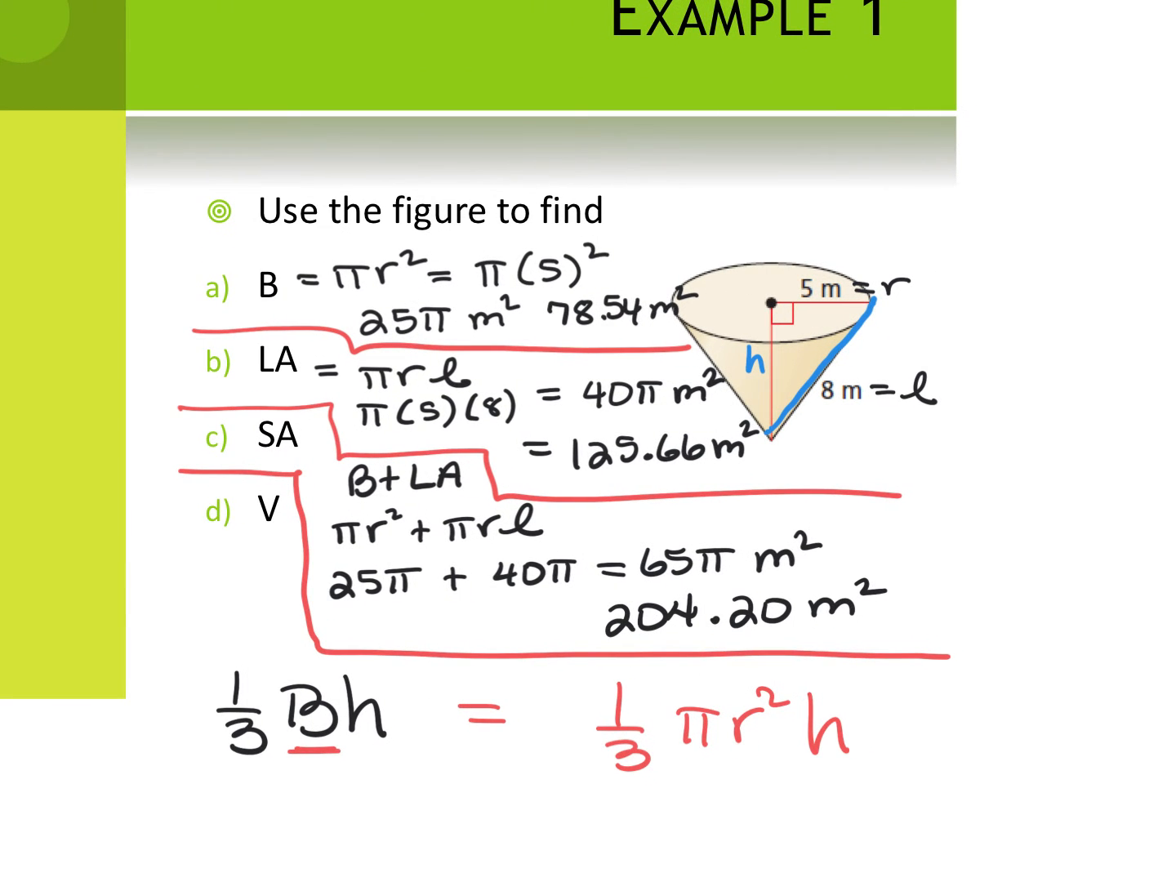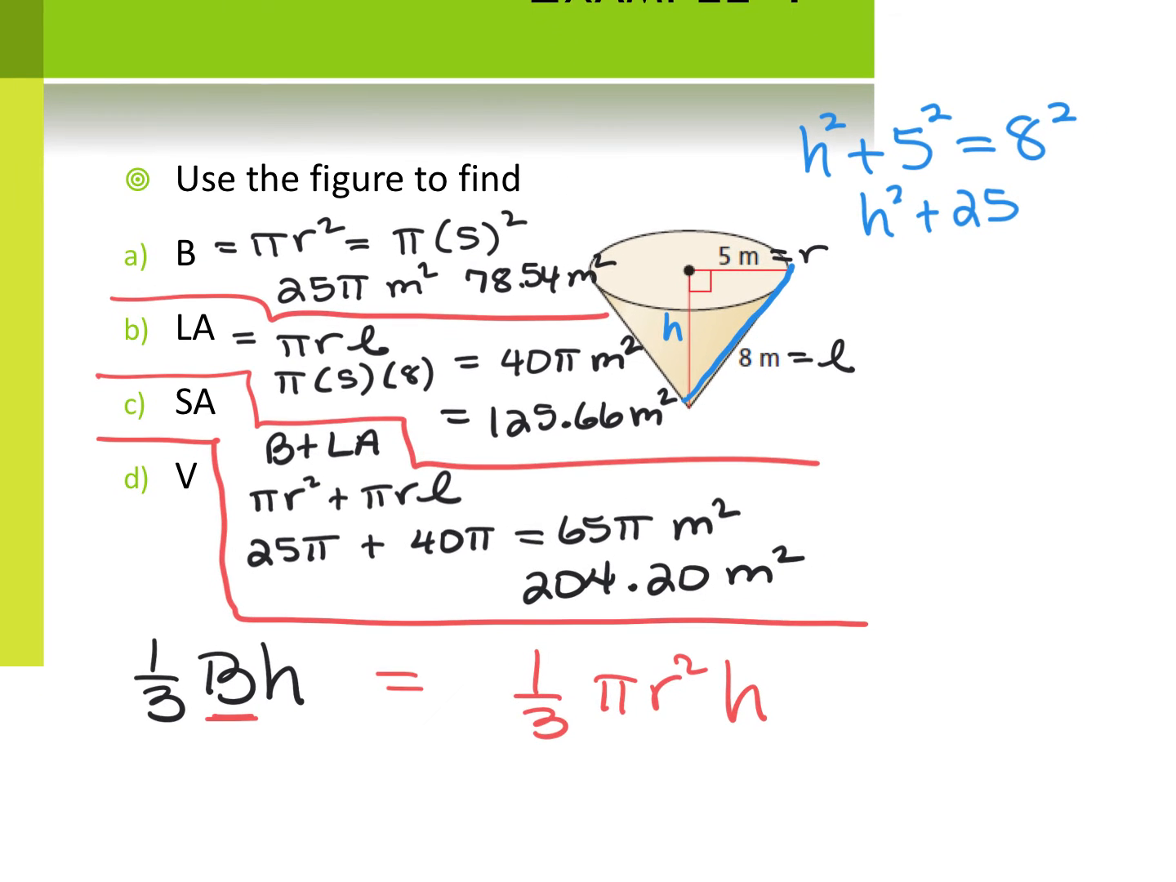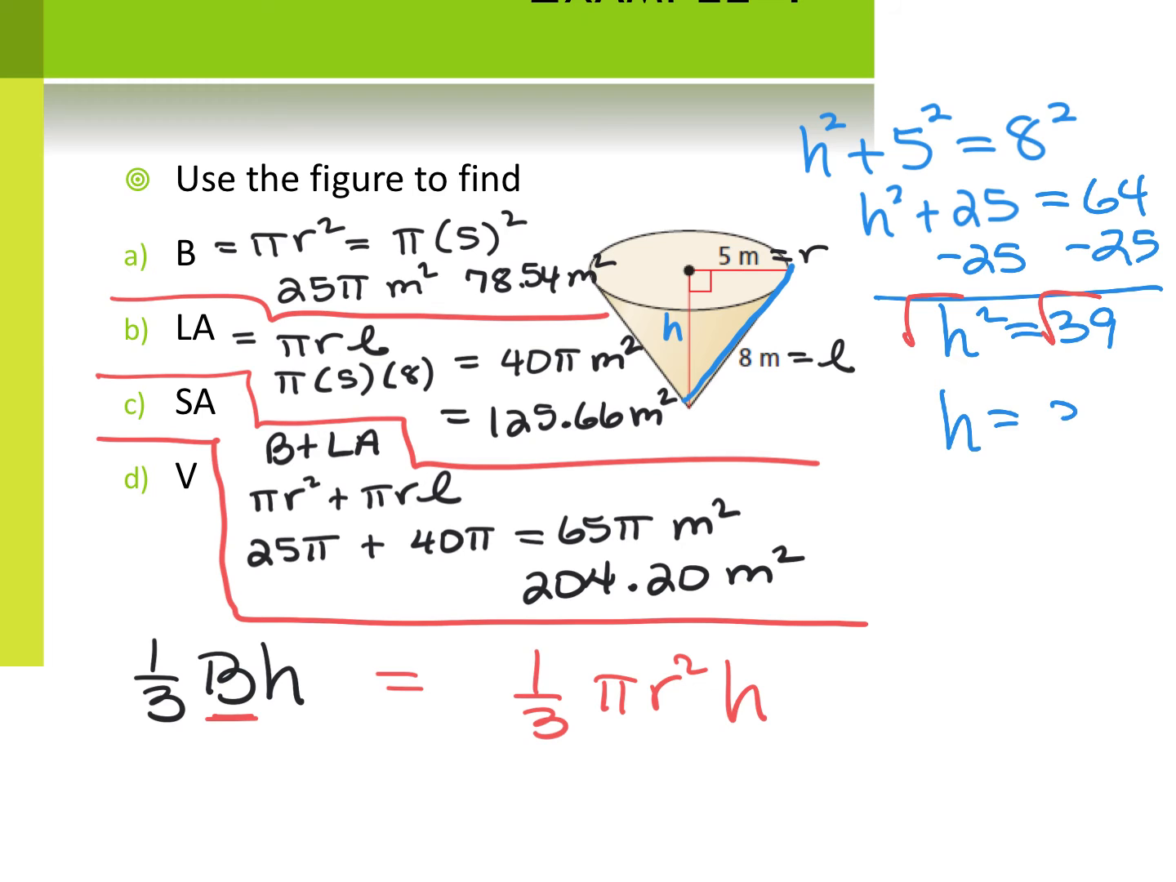So in order to find the height, I'm going to do h squared plus 5 squared equals 8 squared. H squared plus 25 equals 64. Subtract the 25. H squared equals 39. Now I need to square root it. I would want to leave this in simplest radical form. I can't break down the square root of 39. There aren't any perfect squares, so I'll leave it like that.